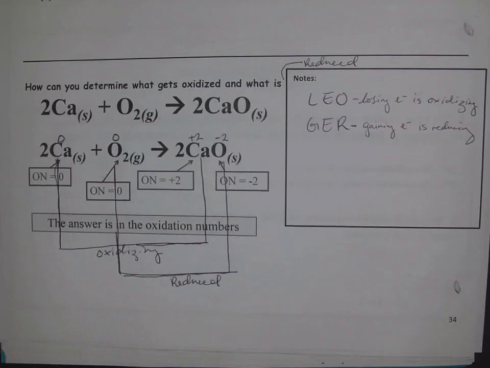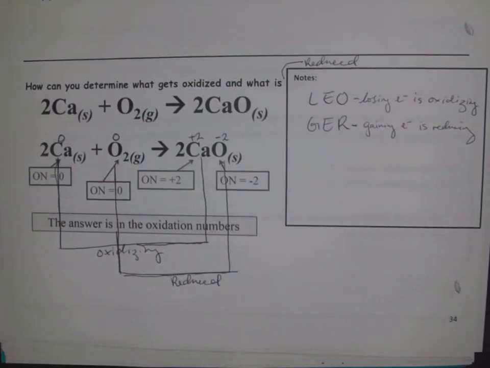If your oxidation numbers change, then it is an oxidation reduction reaction. If your oxidation numbers do not change, they stay the same, then it is not an oxidation reduction reaction.